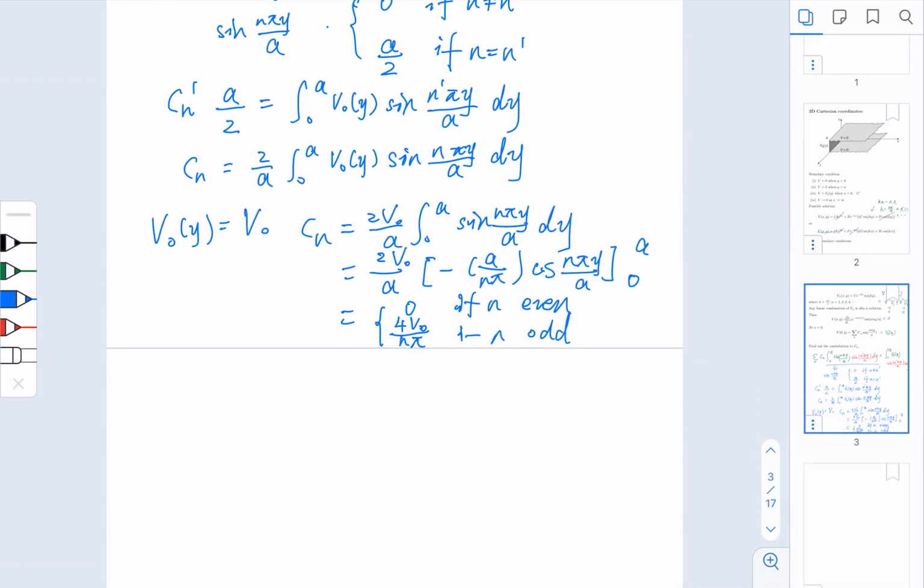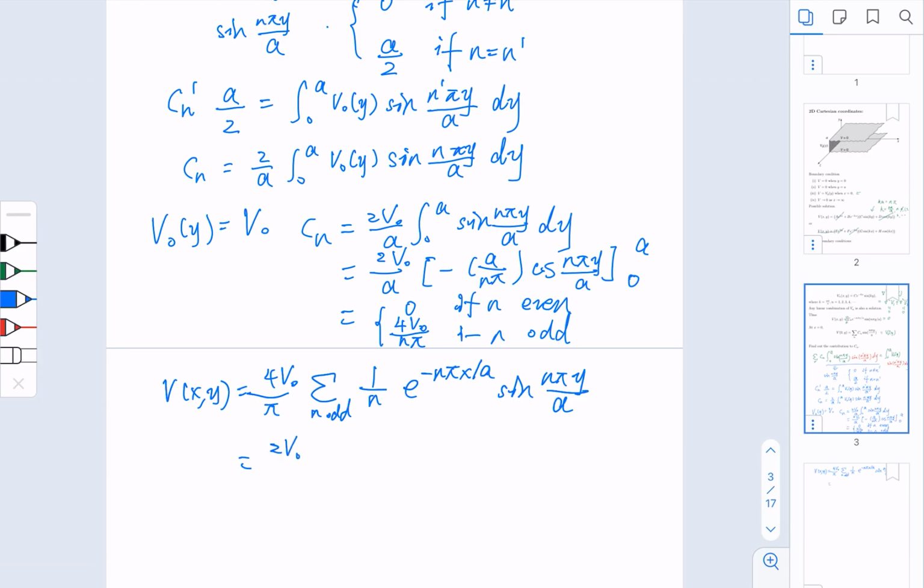Now let's write out the expression of V of x and y explicitly. The final expression is simply changing the Cn into a function of 1 over n, and summing over all of these odd n indices. And somehow this expression can be summed together. If you are interested, you can try that.